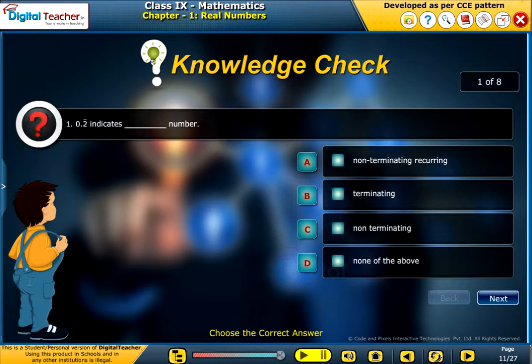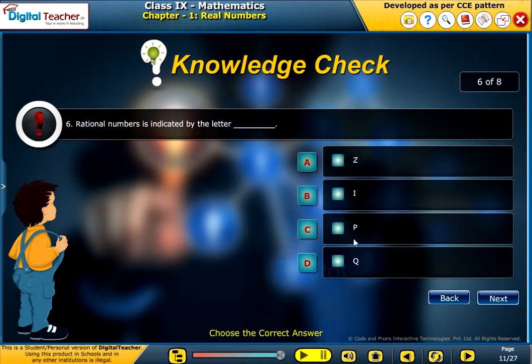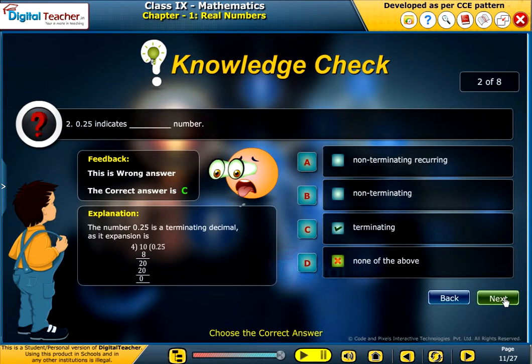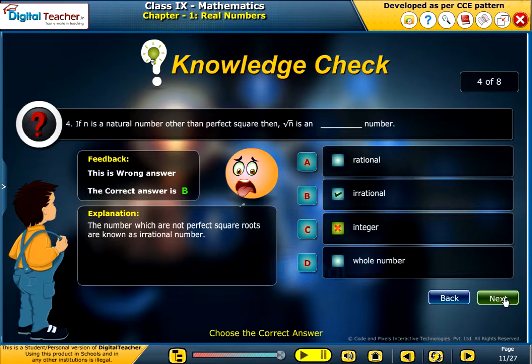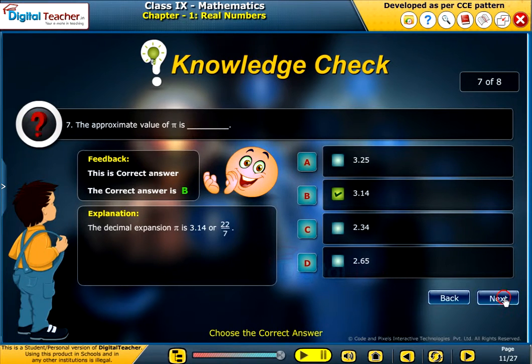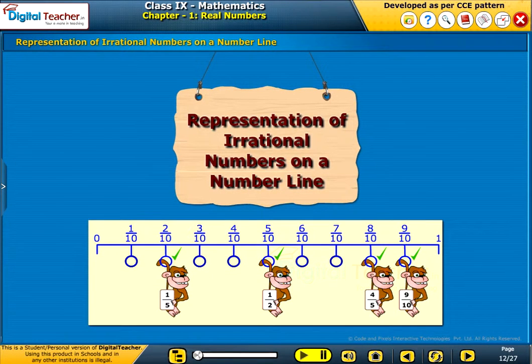Knowledge check. Attempt the following questions to check your understanding. Now, let us learn how to represent irrational numbers on a number line.